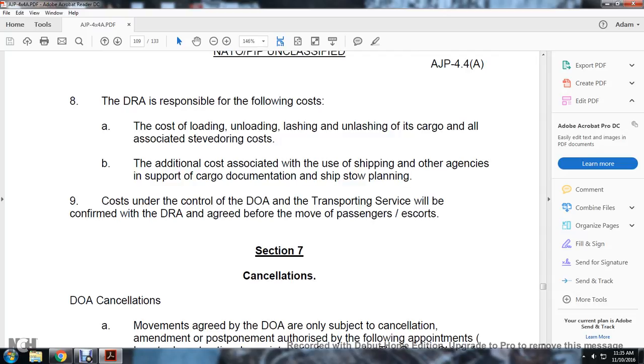The designated requesting authority is responsible for the following costs: the cost of loading, unloading, lashing, and unlashing of the cargo, also associated staffing costs. Additional costs associated with using shipping and other agencies supporting cargo, documentation, ship stow, and planning. Costs under the control of the designated requesting authority or operating authority. Transportation services will be confirmed. The designated requesting authority agreed with moving the passengers and escorts.